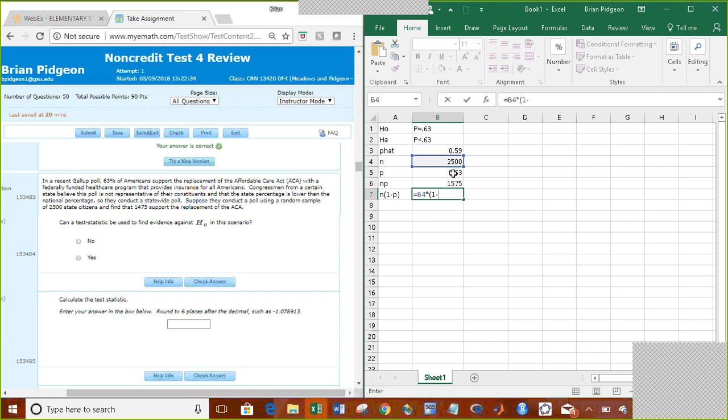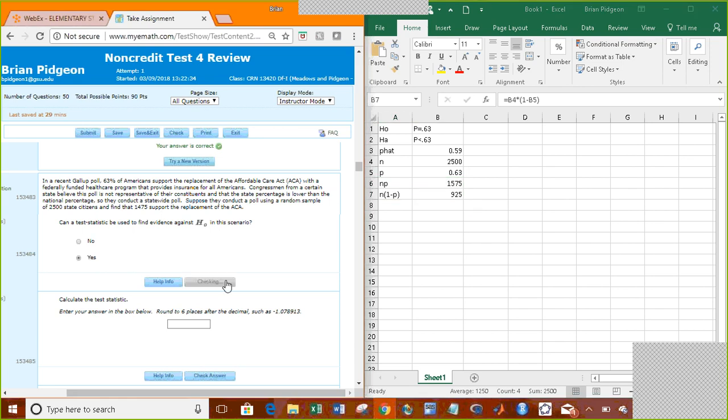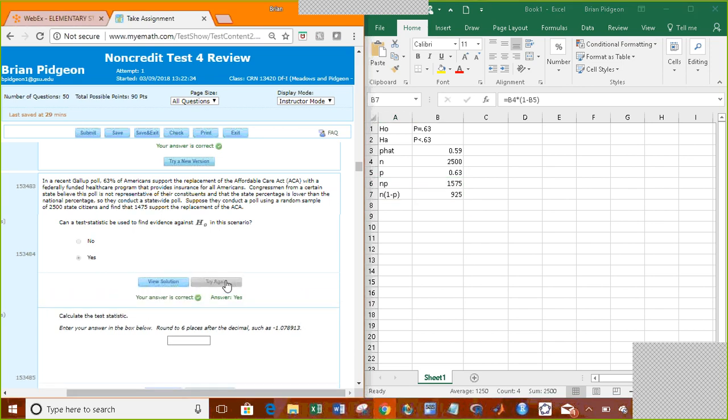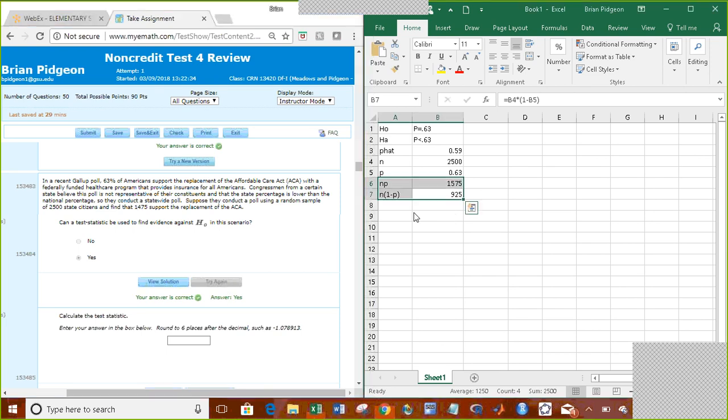N times 1 minus P bigger than 10. So because these are both greater than 10, yes, we can do this. We can basically say that the sampling distribution of P hat is approximately normal. So calculate the test statistic.